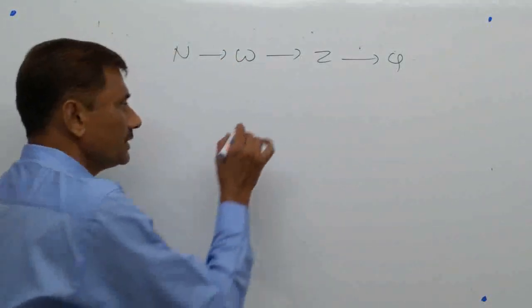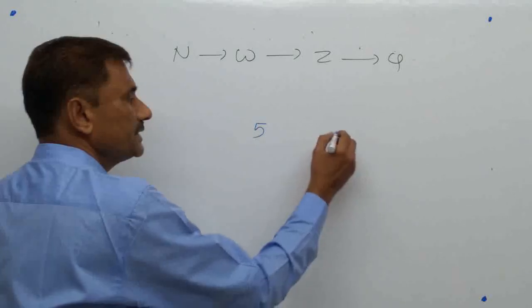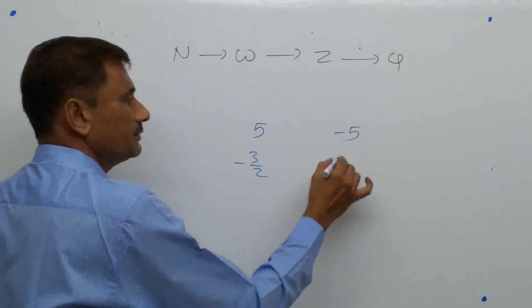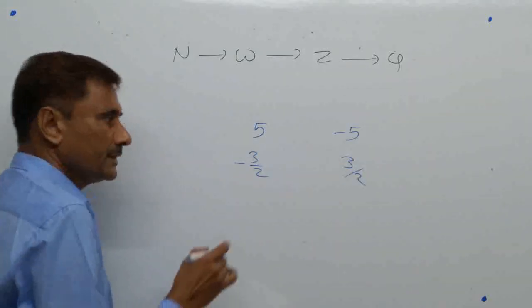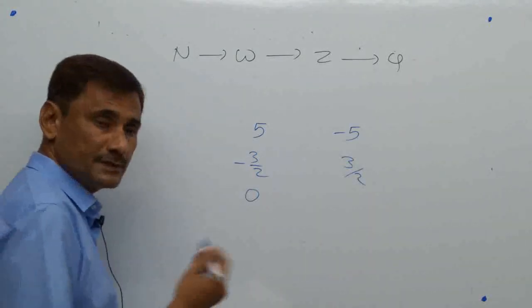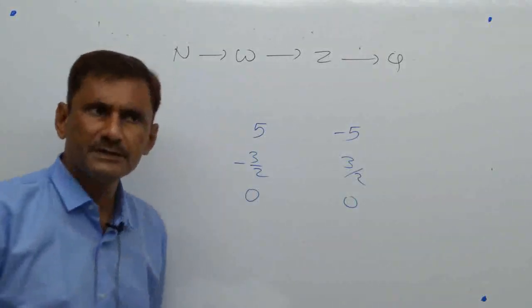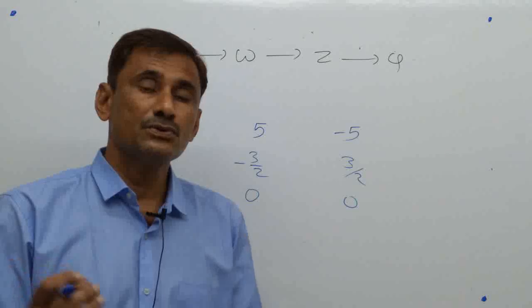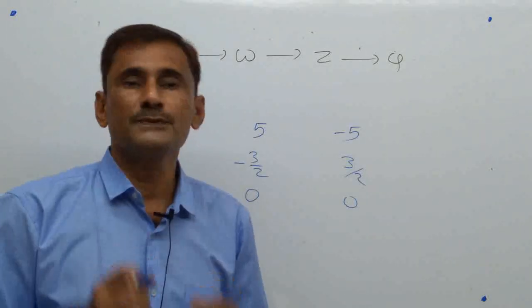If I ask what is the opposite of 5, you can say, sir, minus 5. If I ask what is the opposite of minus 3 by 2, you will say 3 by 2. If I ask what is the opposite of 0, you will say 0 only, not minus 0, because 0 means 0. No positive, no negative. So 0 is its own opposite.